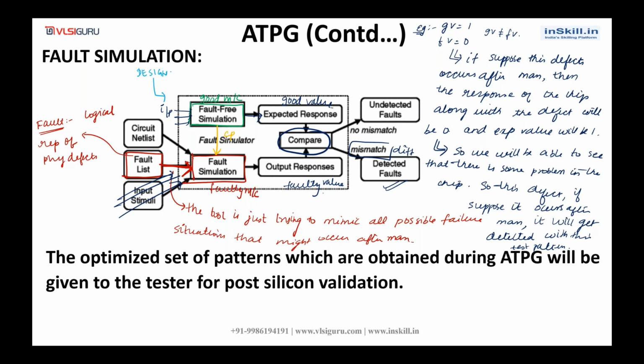And hence the tool will place that fault into the detected class and it will write that pattern into the pattern list. So detected class means that if any of the faults in the detected class occurs after manufacturing, it will get detected with a generated test pattern. That is what is called as detected faults. So if a fault from that class occurs after manufacturing, it will get detected with a generated test pattern.